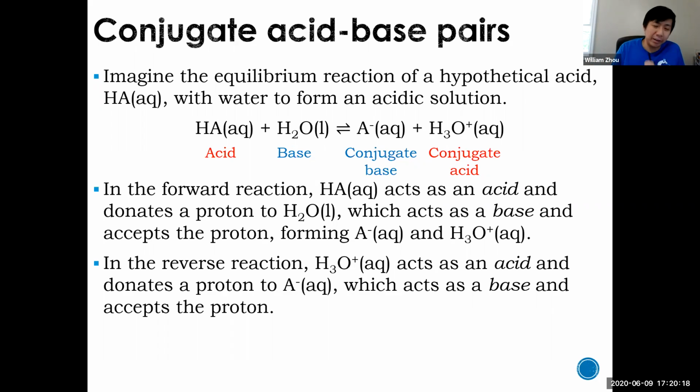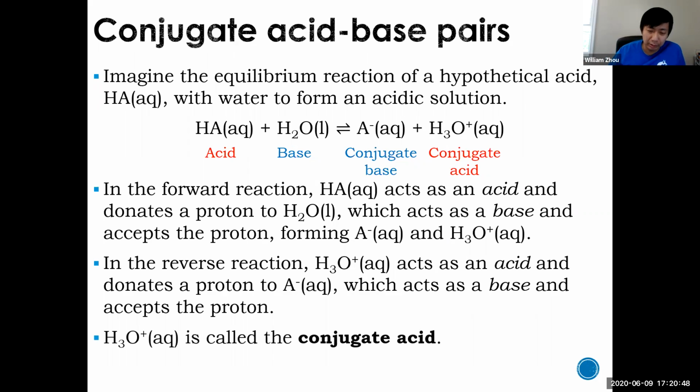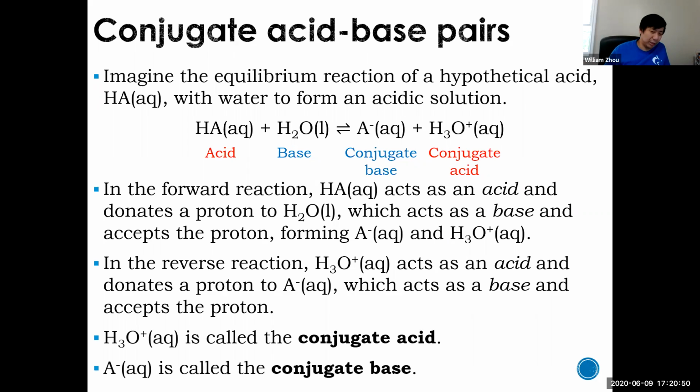So HA, the acid, loses a hydrogen and becomes A minus, the conjugate base. So an acid will become the conjugate base after it reacts. Similarly, water being the base after it accepts a proton, so it went from being a base to being a conjugate acid. Now you're able to donate a proton, so you are by definition an acid. So acid will become a conjugate base, and base will become a conjugate acid. Does that make sense? All right, so H3O plus is the conjugate acid, and A minus is the conjugate base.